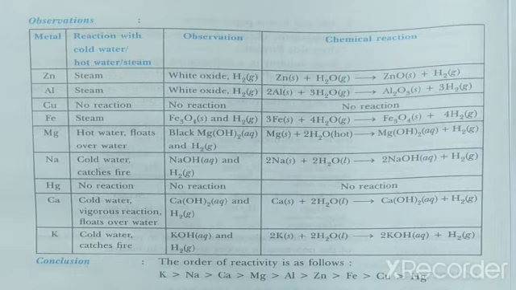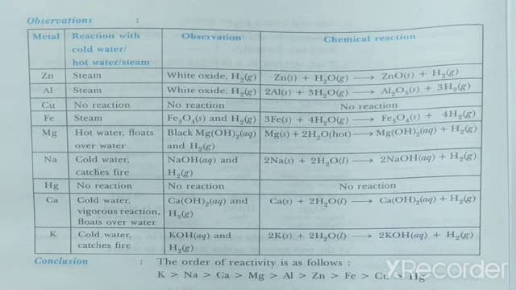In the case of sodium, 2Na plus 2H2O gives 2NaOH plus H2 plus heat. And in the case of potassium, 2K plus 2H2O gives 2KOH plus H2 plus heat. And in the case of calcium, Ca plus 2H2O gives Ca(OH)2 plus H2. Calcium also reacts with cold water, but the reaction is less vigorous compared to sodium and potassium.